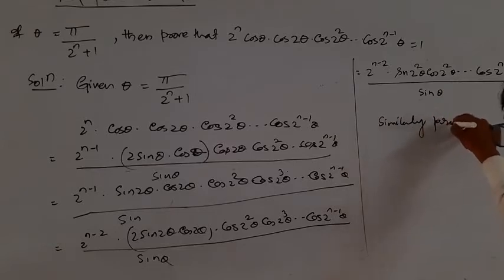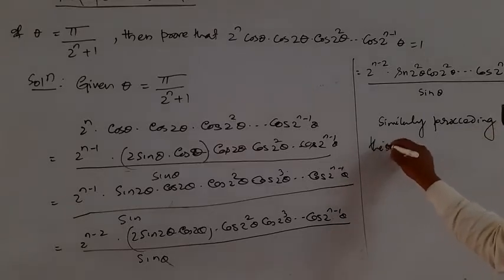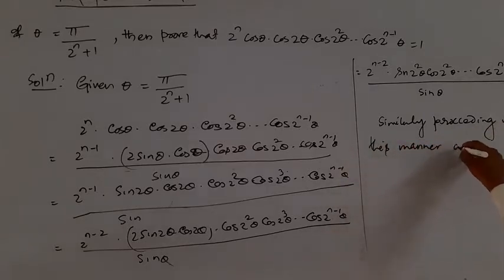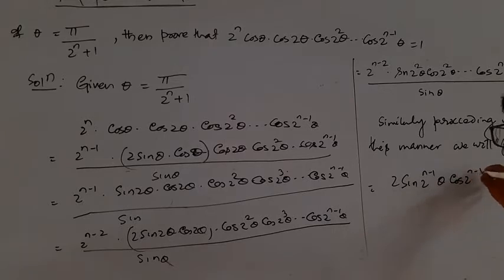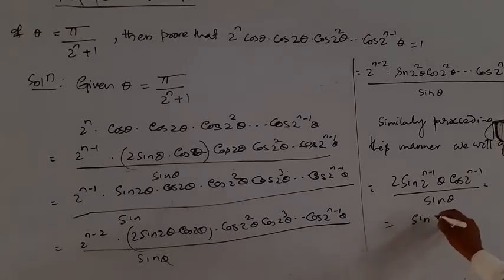Similarly, proceeding in this manner, we will get finally 2 into sin to the 2n minus 1 theta into cos to the power 2n minus 1 theta by sin theta, which is equal to sin 2 to the n theta by sin theta. Okay, so here theta is equal to pi by 2n plus 1, pi by what?